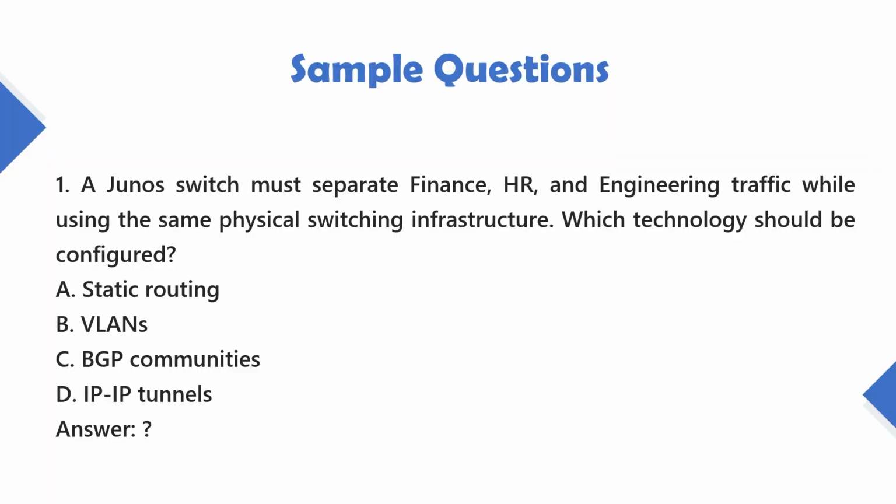1. A Junos switch must separate finance, HR, and engineering traffic while using the same physical switching infrastructure. Which technology should be configured? A. Static routing. B. VLANs. C. BGP communities. D. IP tunnels.